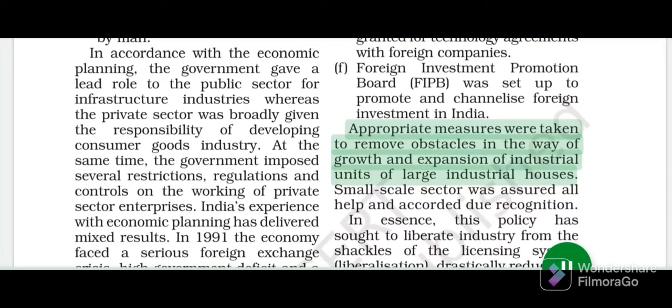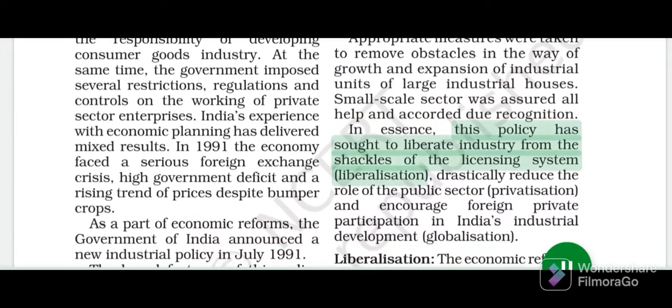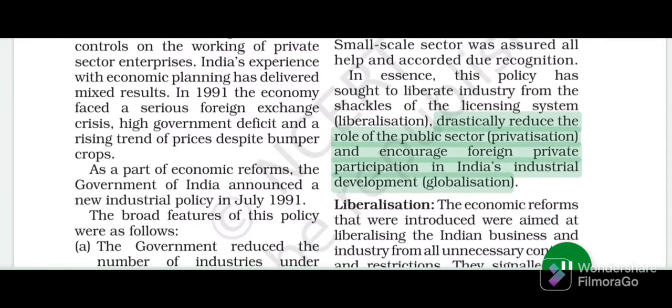Appropriate measures were taken to remove obstacles in the way of growth and expansion of industrial units of large industrial houses. Small-scale sector was assured all help and accorded due recognition. In essence, this policy has sought to liberate industry from the shackles of the licensing system. Liberalization drastically reduced the role of the public sector, privatization and encouraged foreign private participation in India's industrial development. Globalization.